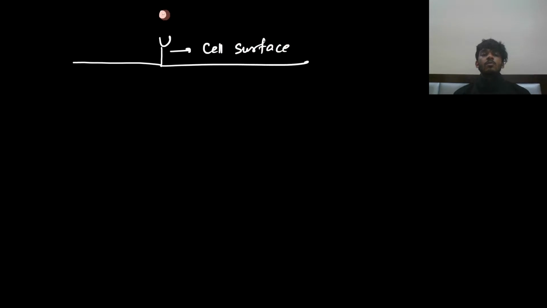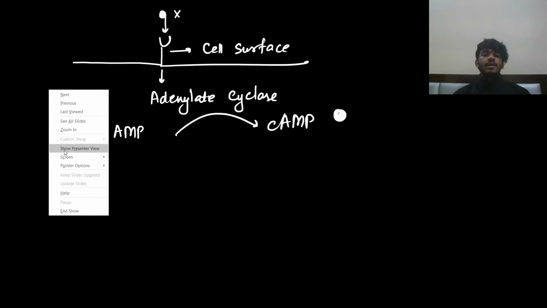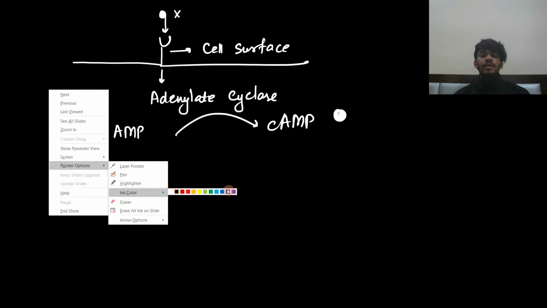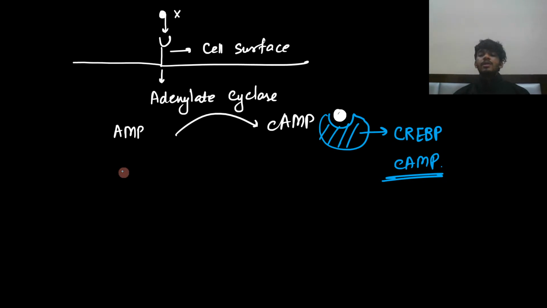Let's say you received a hormone, hormone X, and that will activate adenylate cyclase. What adenylate cyclase does is it converts ATP to cyclic AMP. Now cyclic AMP will bind to a protein known as CREBP. Let's say this is the protein CREBP, the cAMP response element binding protein.